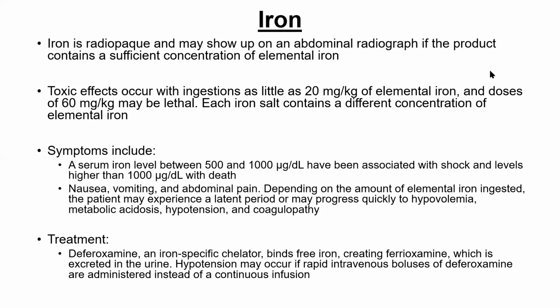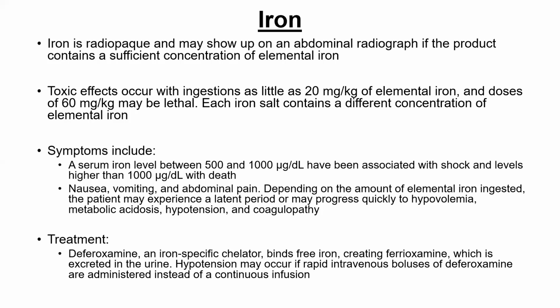Okay. In case of iron, you can actually detect this on abdominal radiograph if there's enough concentration of elemental iron in someone's body. Toxic effect can occur even with the ingestion of as little as 20 milligram per kilogram of elemental iron, and doses of 60 milligram per kilogram may be lethal. Symptoms are based on the level of iron overdose or toxicity. If the serum iron level is anywhere between 500 to 1000, it can cause shock, and a level higher than 1000 can cause death.